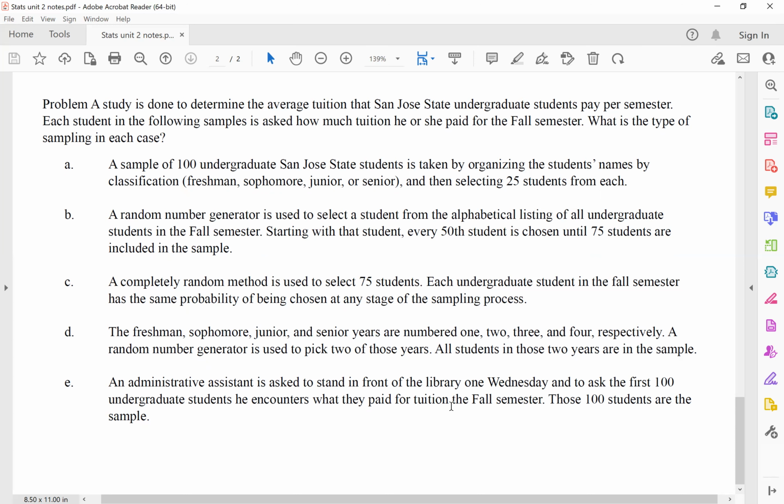See how the sample was already there. He didn't go and choose people from anywhere. He just went to a place where he already had the group, the sample there. He just chose people, but this surveyor didn't have to do much work. This is what we call convenience sampling.